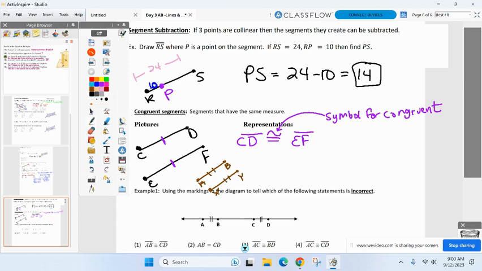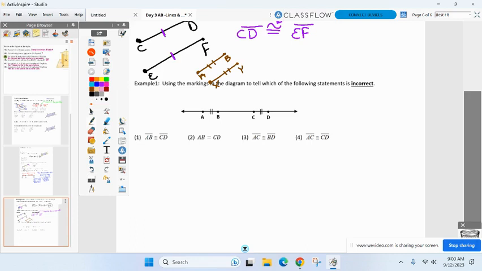All right, so just be aware of that. If separate segments are congruent, you're going to see double hash marks. All right, let's finish this off so you can start the assignment. Last one. Which one of these 4 is incorrect?